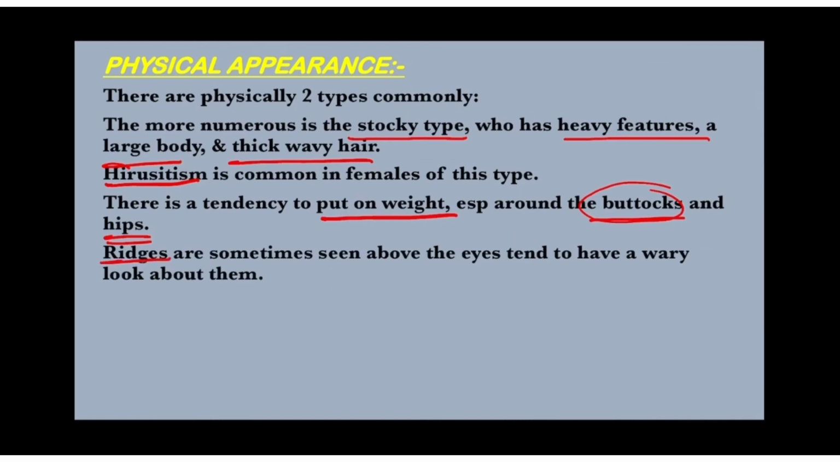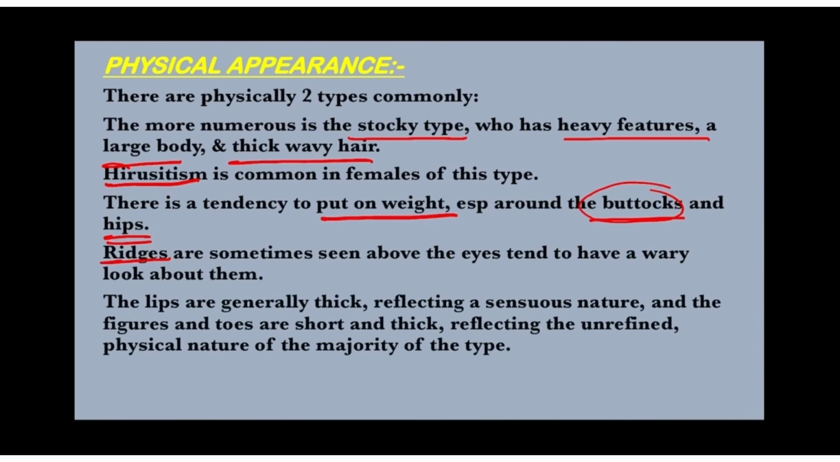Ridges are sometimes seen above the eyes. The lips are generally thick, reflecting a sensuous nature, and the fingers and toes are very short and thick, reflecting the unrefined physical nature of the majority of the types. So this is the physical appearance.